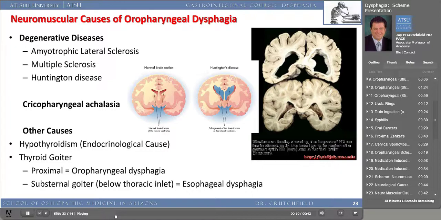Other causes of oropharyngeal dysphagia are the degenerative diseases, such as amyotrophic lateral sclerosis, Lou Gehrig's disease. This is the same disease that the famous physicist Stephen Hawking suffers from. Multiple sclerosis, Huntington's disease. Even a thyroid goiter, if it's up high in the patient's neck, the patient may complain of a globus sensation, a fullness. If the goiter is beneath the thoracic inlet, he'll complain of esophageal dysphagia. And of course, cricopharyngeal achalasia is very uncommon, but it does fit under a neuromuscular cause of oropharyngeal dysphagia.